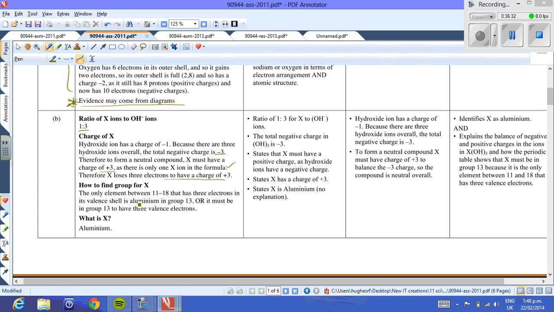How to find group for X? The only element between 11 to 18 that has 3 electrons in its valence shell is aluminium in group 13, or it must be in group 13 to have 3 valence electrons. What is X? X is aluminium. So that's just another alternative thing they can assess you on in the atomic structure question.